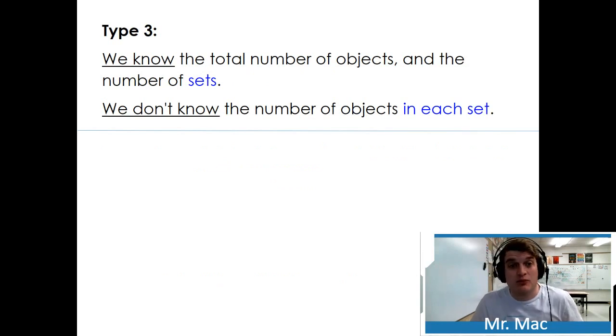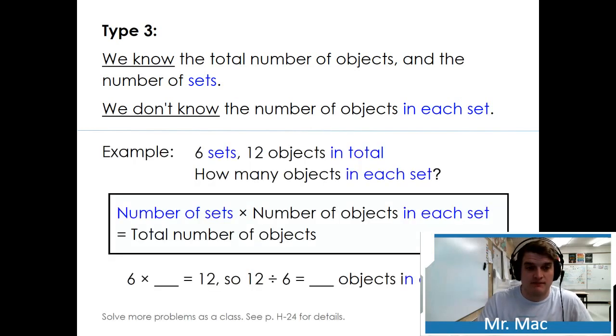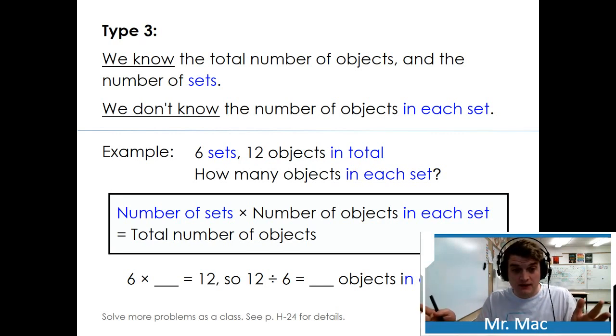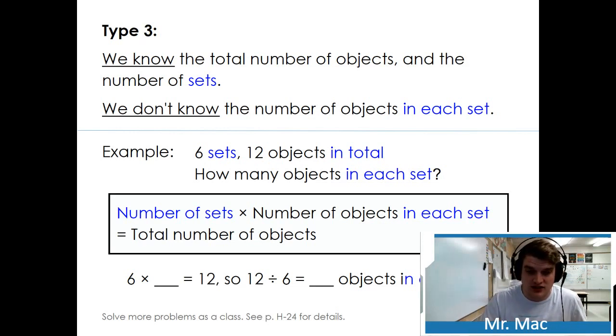The last type: we know the total number of objects and the number of sets. What we don't know is the number of objects in each set. In this case, 6 sets, 12 objects in total. How many objects in each set? We can multiply the number of sets by the number of objects in each set to find the total number. 6 times something equals 12. So then 12 divided by 6 equals the objects in each set.